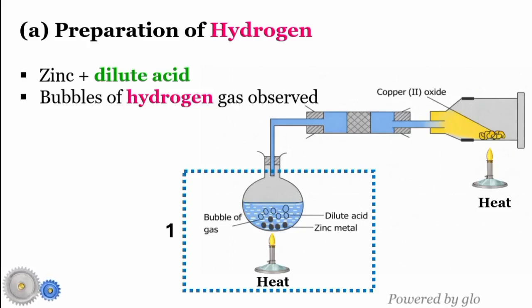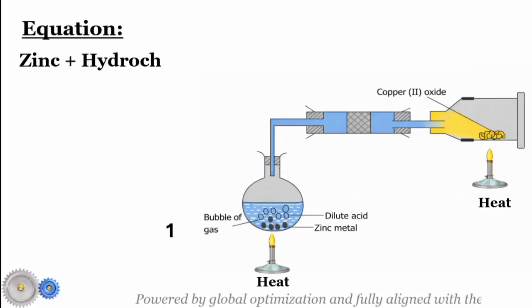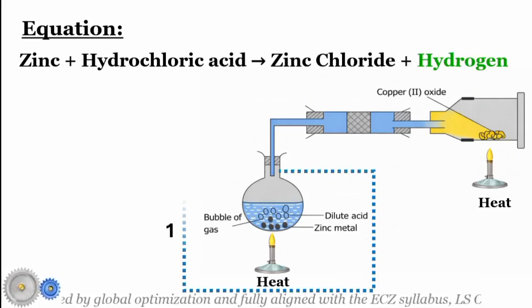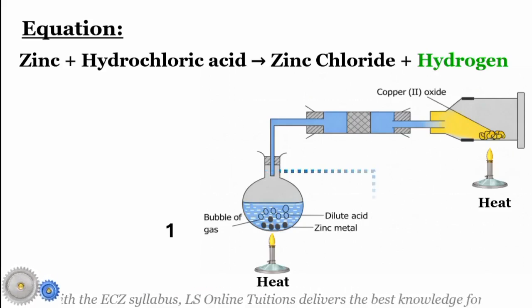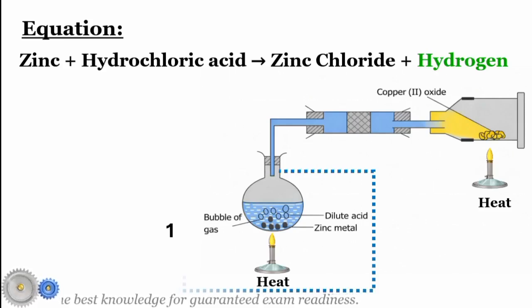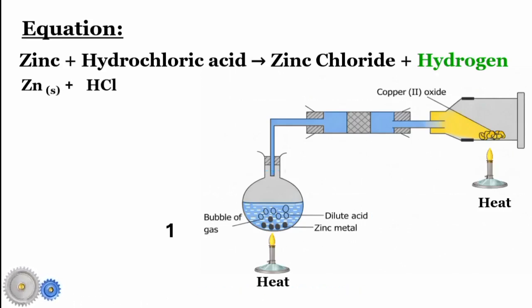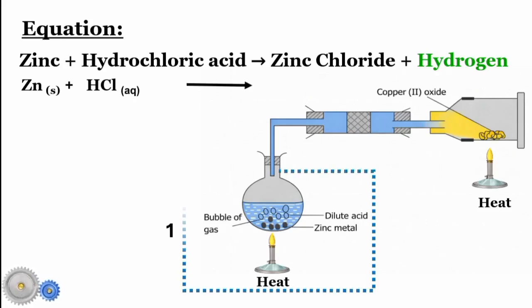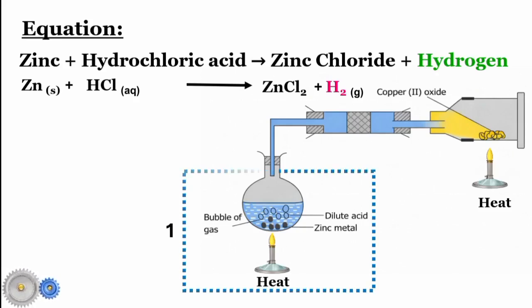To understand better what we are talking about, let us come up with the word equation and chemical equation. We are going to say zinc plus hydrochloric acid. So the dilute acid in this case is hydrochloric acid, is equal to zinc chloride plus hydrogen gas. This is the word equation. Let us also construct the chemical equation. We are going to say zinc plus hydrochloric acid is equal to zinc chloride plus hydrogen gas. We have two products, zinc chloride plus hydrogen gas.